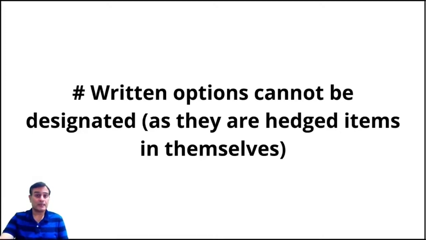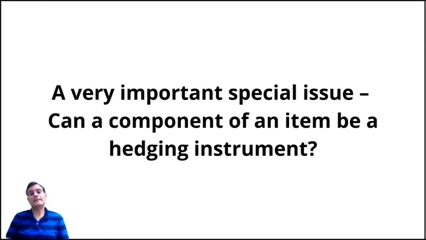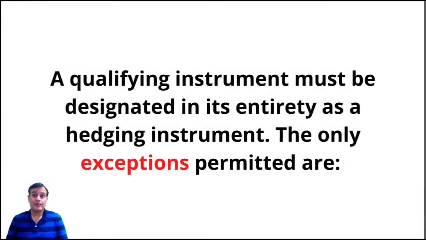Another similar question, just like we did in step number one: can we consider a component of an item to be a hedging instrument, just like a hedged item can be hedged either in its entirety or as a component? Is it also possible that only a component of the hedging instrument is used? And the answer is yes. A qualifying instrument must be designated in its entirety, but there are exceptions where a component of a hedging instrument can be used for the purpose.